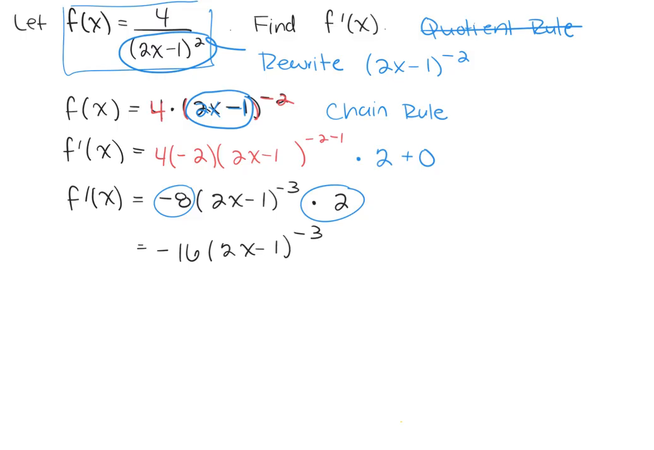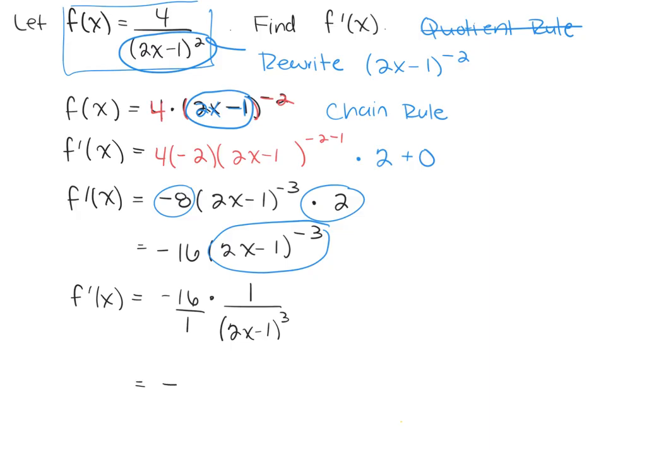And then here, what I'm going to do is rewrite my final answer so I don't have that negative power. So the derivative of this function will be negative 16 times 1 over 2x minus 1 to the positive 3 power. And again, that 16, you can think of it as a fraction by writing it over 1. And then now all I'm going to do is multiply the numerators together, multiply the denominators together, and there is my final answer.